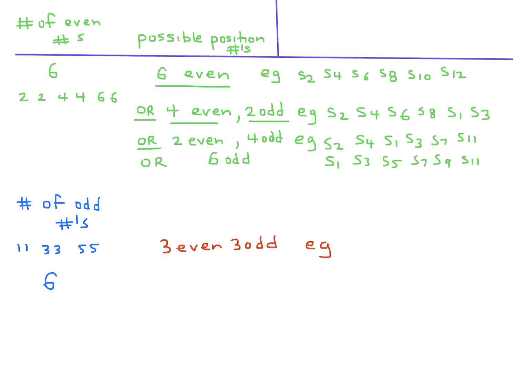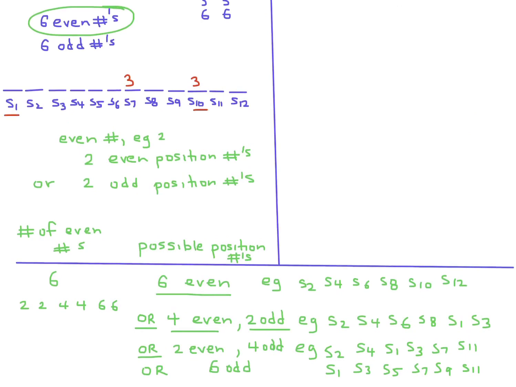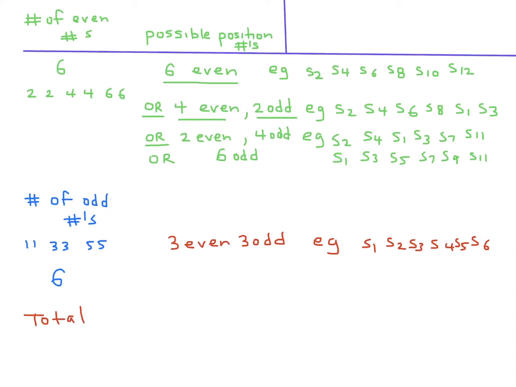So for example, 3 even would be like S2, S4, and S6. 3 odd would be S1, S3, and S5. Okay? So now let's go back and see what is the total that we have in our sequence. How many odd position numbers and how many even position numbers do we have? Well, we have 6 odd position numbers, correct? These ones that I'm circling. Oops, not that one. And we have 6 even position numbers: 2, 4, 6, 8, 10, and 12. So we have 6 odd and 6 even position numbers. And that's our total. 6 odd and 6 even.